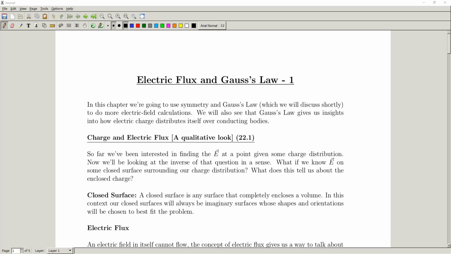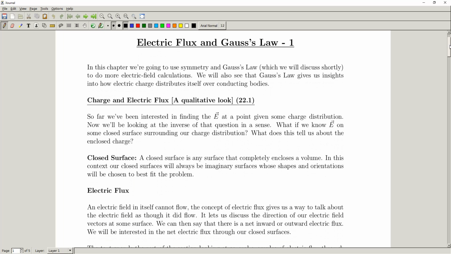Before we even get to Gauss's law, we need to get a good idea of what we mean by electric flux. We need to have that concept well in hand to be able to talk about Gauss's law effectively. So let's get started on electric flux.